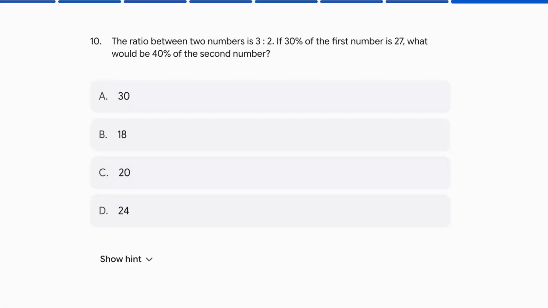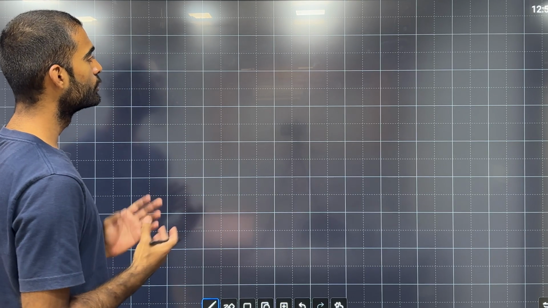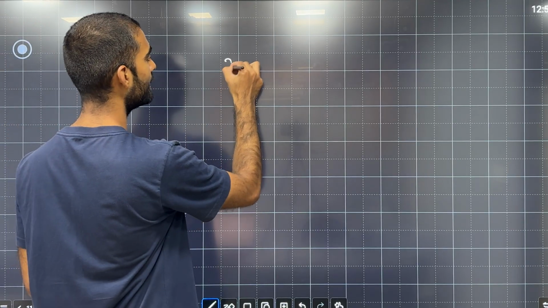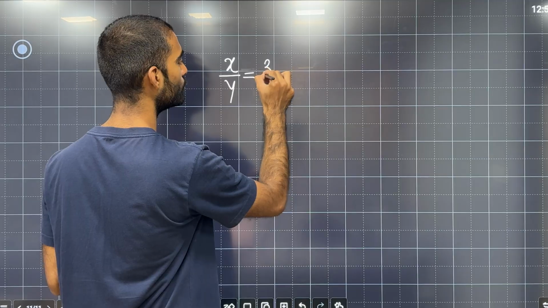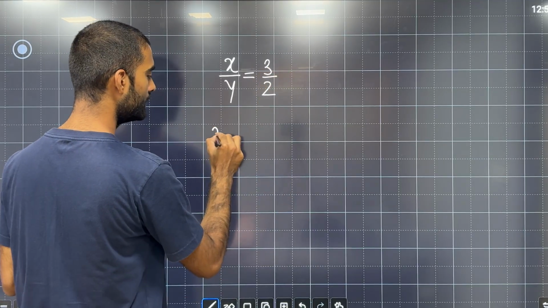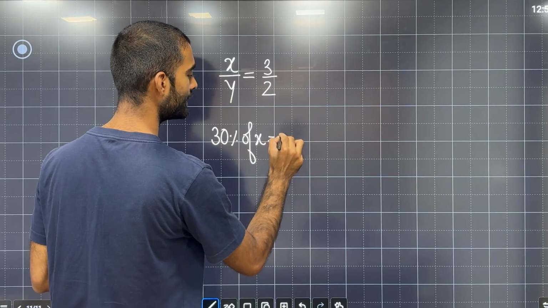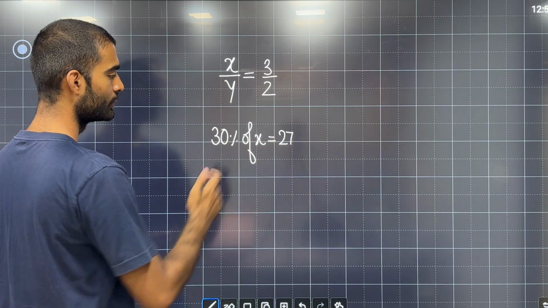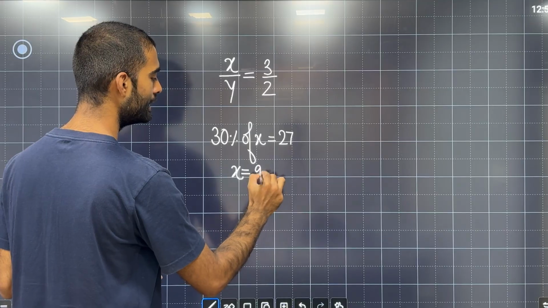The ratio between two numbers is 3:2. If 30% of the first number is 27, what would be 40% of the second number? So we haven't discussed ratio and proportions so far, but I can say that x and y be the two numbers whose ratio is 3:2. Now 30% of x is 27. So from here we can find out what x is going to be. X is nothing but 90.